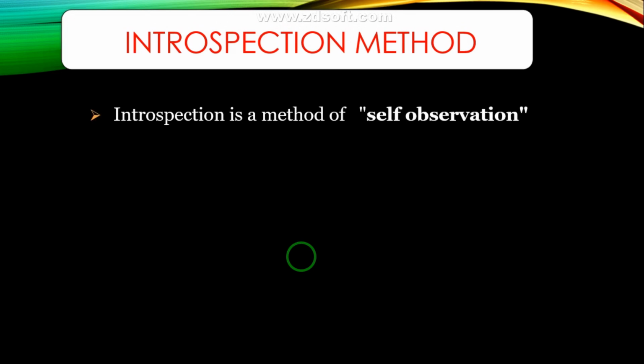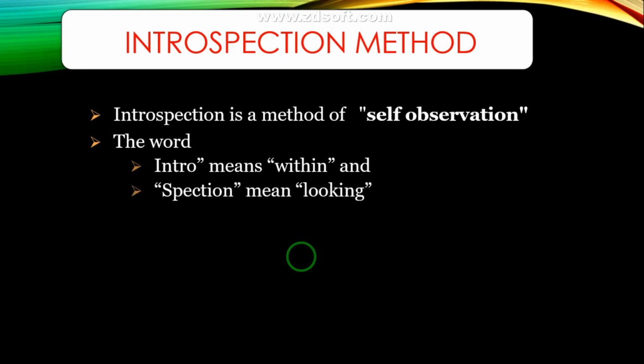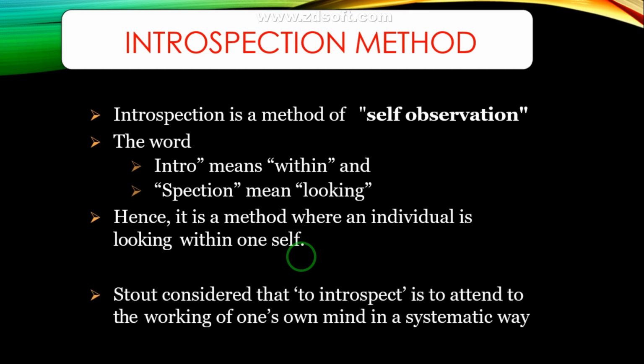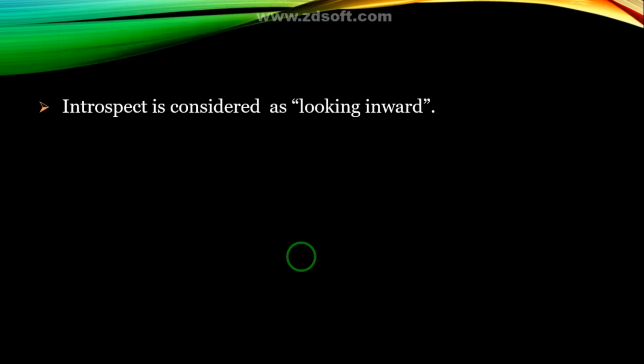Well, introspection, it is a method of self-observation. The word intro means within and spection means looking. Hence, it is a method where an individual is looking within oneself. Mr. Stout considers that to introspect is to attend to the working of one's own mind in a systematic way. Introspect is considered as looking inward.